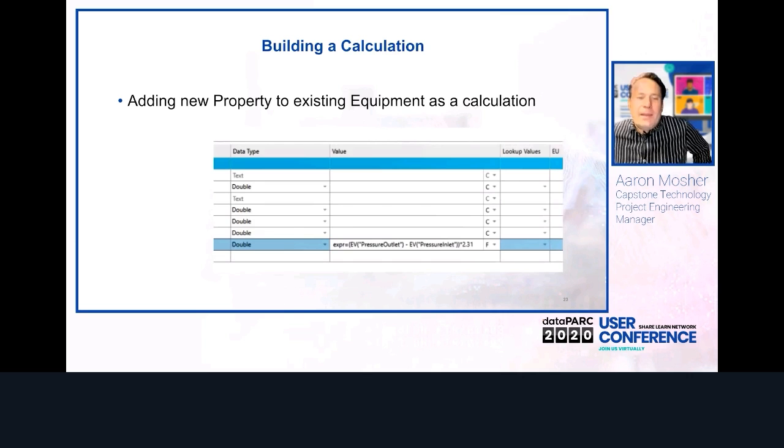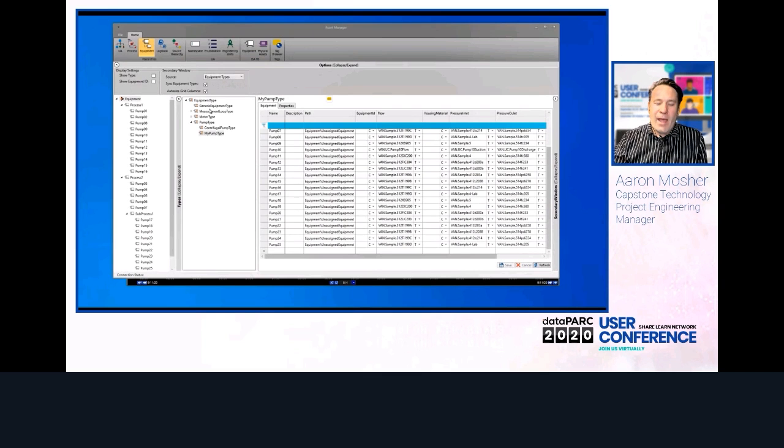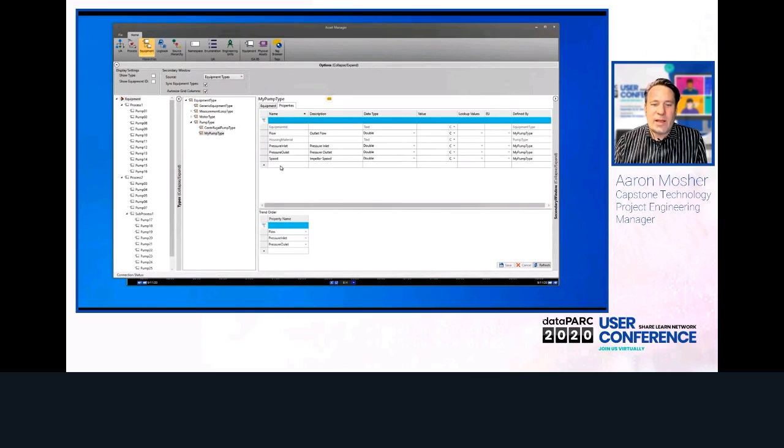So now let's go back and build a calculation. We've already built our equipment. We've used it a little bit. Now we want to go in and extend it by adding a calculation. So we're back in the asset manager again. We're using our secondary window of equipment types, and we're going to make a new property, TDH, or total developed head. So we're going to take the difference of our inlet and outlet pressures and scale it by a factor, and that will give our total developed head.